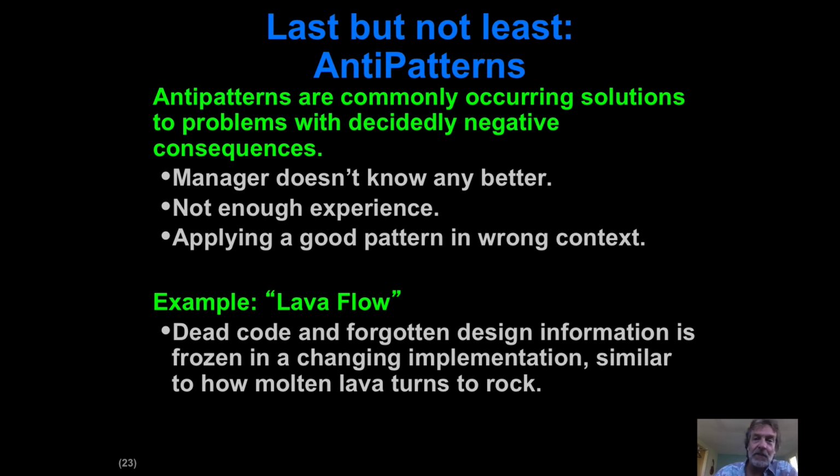And that's similar to a lava flow, which, if you live in Hawaii, like I am lucky enough to do, you do get to see. And basically what happens is for a while it's molten and it moves along, and that's like fresh code. It's malleable, it's changeable, you can do things with it. And then after a while it cools down and it becomes rock. And it's solid stuff, very, very hard to manipulate, hard to change, etc. So that's where the lava flow name for this anti-pattern came from.